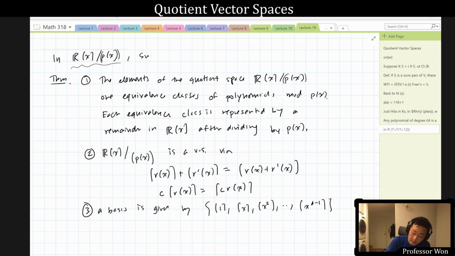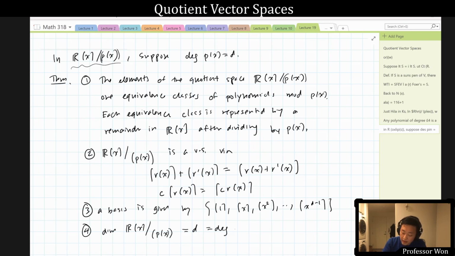So let's suppose that p has degree d. In other words, if I look inside of the quotient space, every vector will be a linear combination of one of these d polynomials. Which means that the dimension of this vector space is equal to d, the degree of p. Again, by analogy, the size of Z mod 5 is 5.